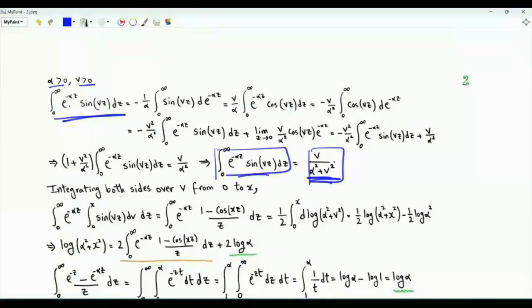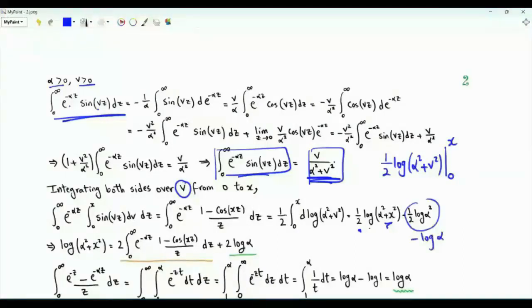Now integrate both sides over v from 0 to x. On the right hand side, the antiderivative is 1/2 the logarithm of alpha squared plus v squared. Then we use our limits of integration from 0 to x. So we get 1/2 log of alpha squared plus x squared minus 1/2 log alpha squared. This is minus log alpha.